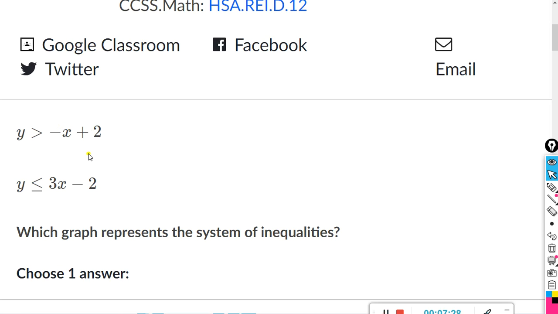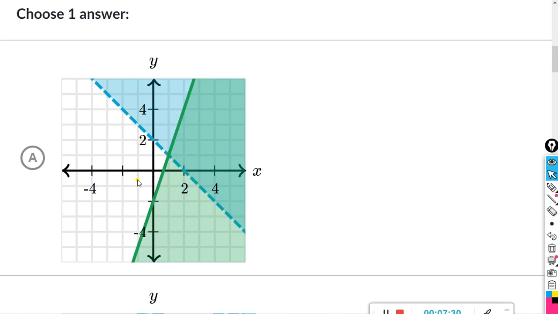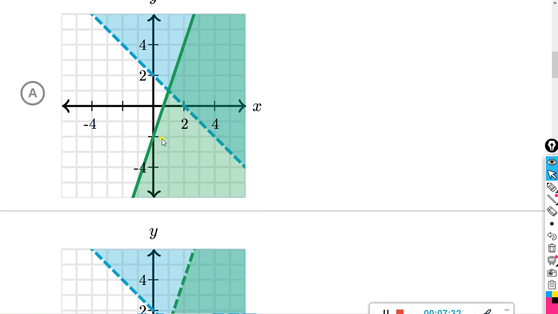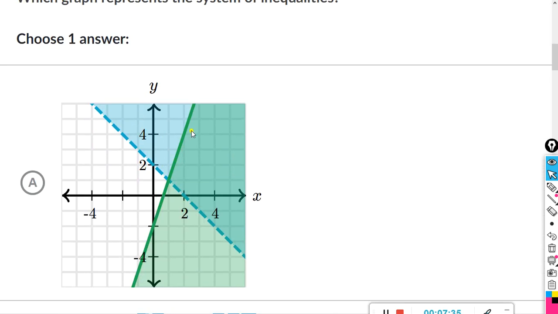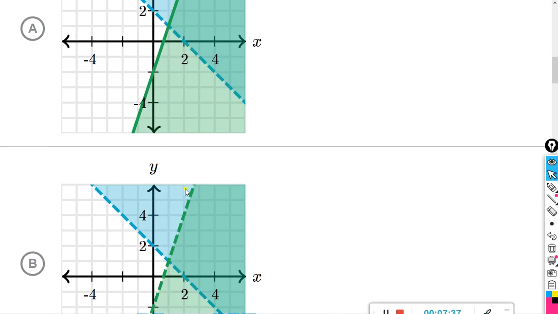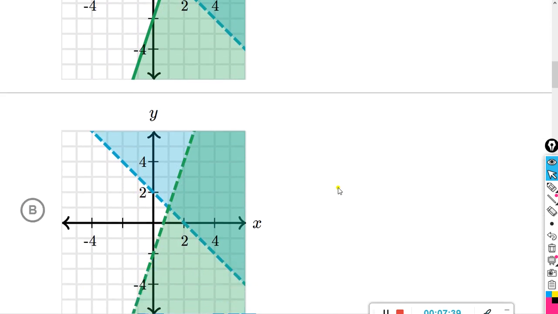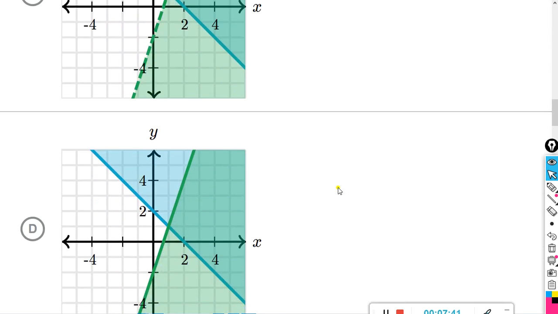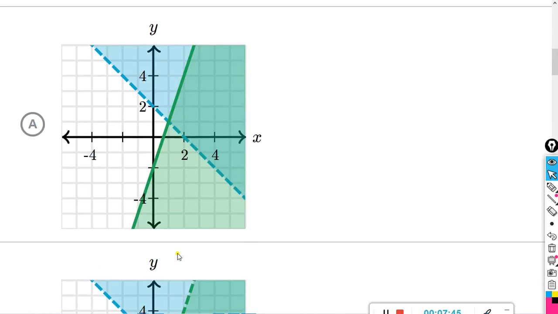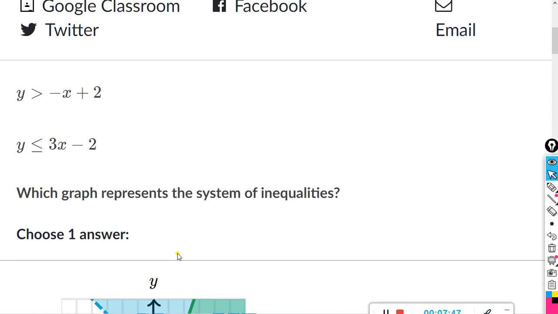All right, last one, we have our two line equations here. If you look at the graphs, okay, this one has a solid green, this one has a dashed green, so we're going to have to watch out for that. But other than that, the slope and y-intercept are the same for all choices. All right, so we don't need to worry about that part.